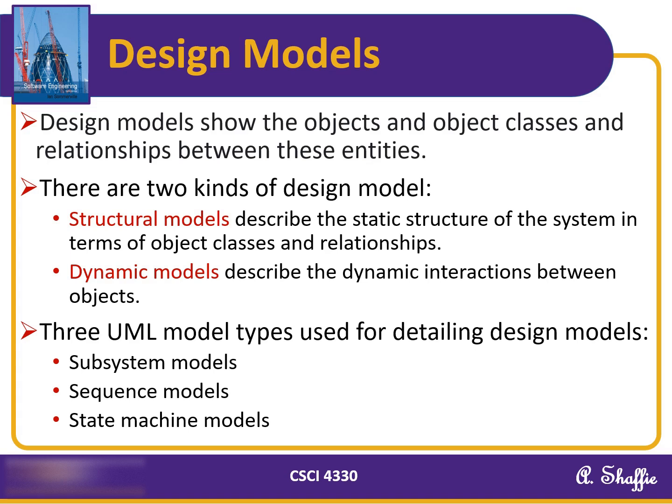To detail these design models, we typically use three UML model types that we already covered last week, which are subsystem models that show the logical grouping of objects into subsystems, sequence models that illustrate the sequence of interaction between objects in a specific scenario, and finally, the state machine model, which represents how objects change their state in response to events.